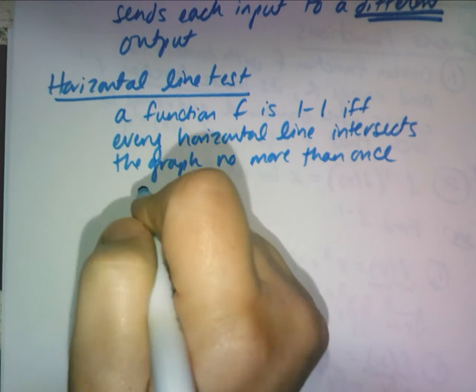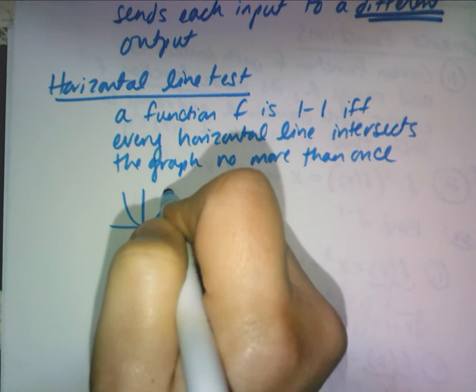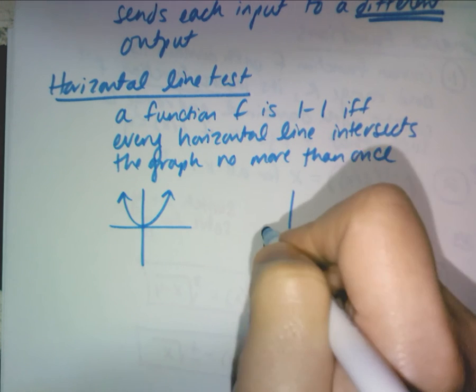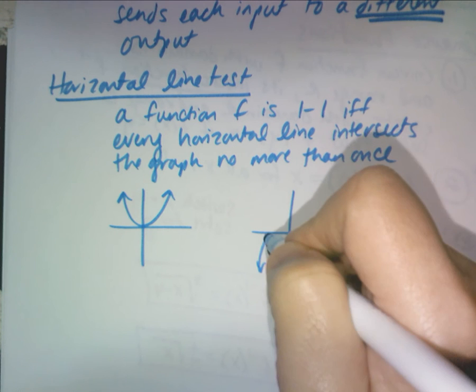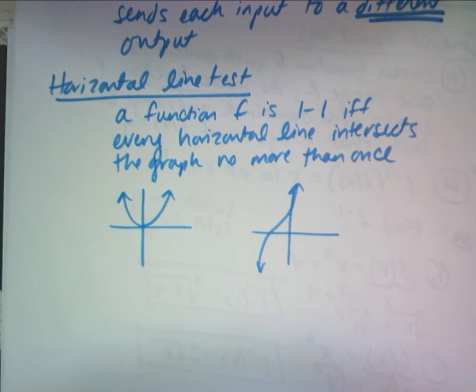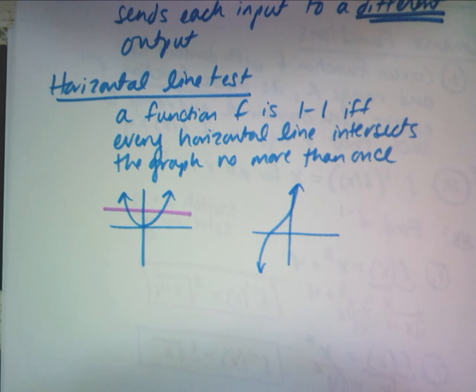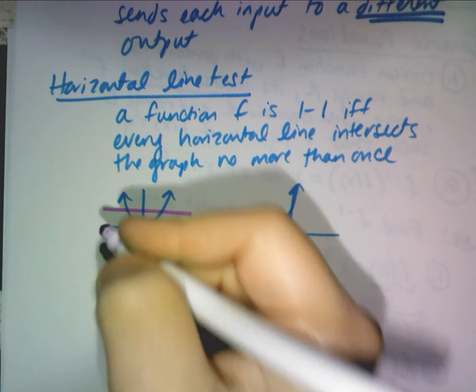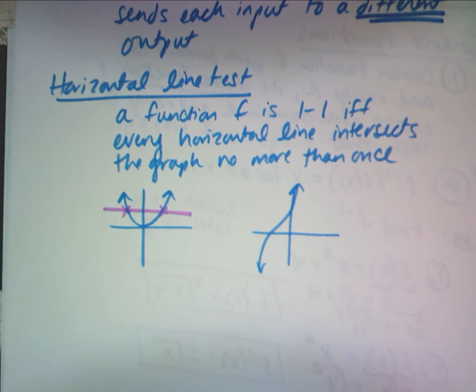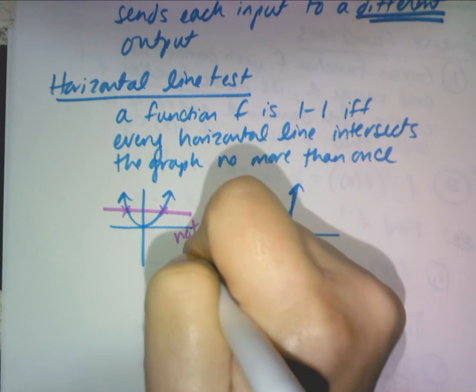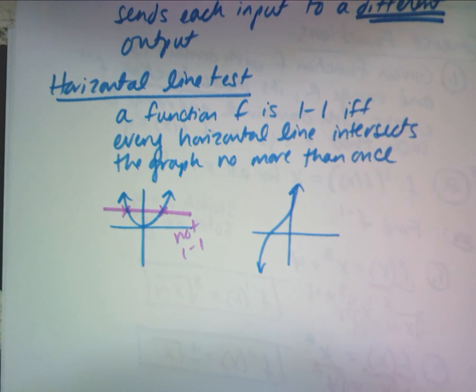So here's what they're going to do on homework tonight. They're going to give you pictures. Say, here's your f. And they're going to ask you, using the horizontal line test, is it one-to-one? Well, let's draw a horizontal line. Is it one-to-one? Why no? It intersected twice. Not one-to-one. Actually, I should say its inverse is not one-to-one.